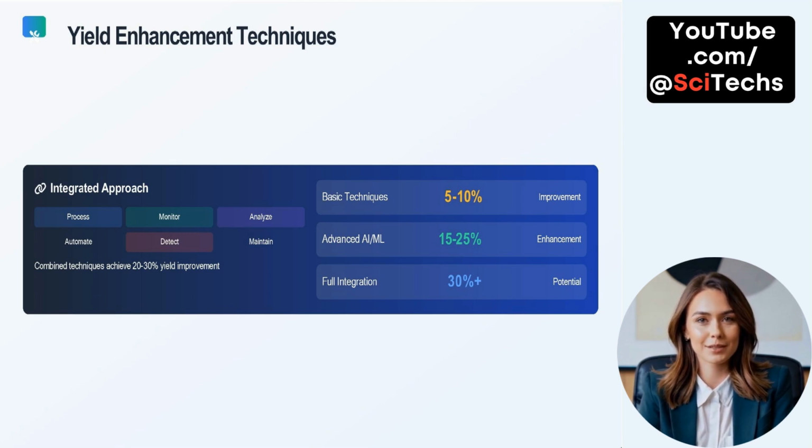optimization and preventive care. Basic techniques alone, such as temperature and pressure adjustments, can result in a 5 to 10% yield improvement. By incorporating advanced AI and machine learning models for prediction and diagnostics, manufacturers can raise that yield gain to 15 to 25%. But the real breakthrough comes with full integration of all tools and methodologies, unlocking a yield improvement potential of 30% or more. These combined efforts not only recover lost yield, but also future-proof the production line through adaptive, intelligent control.